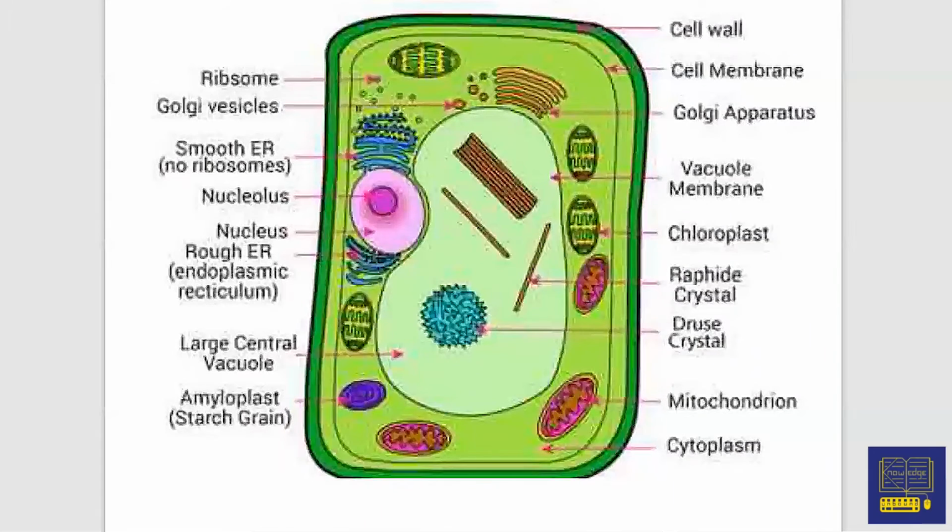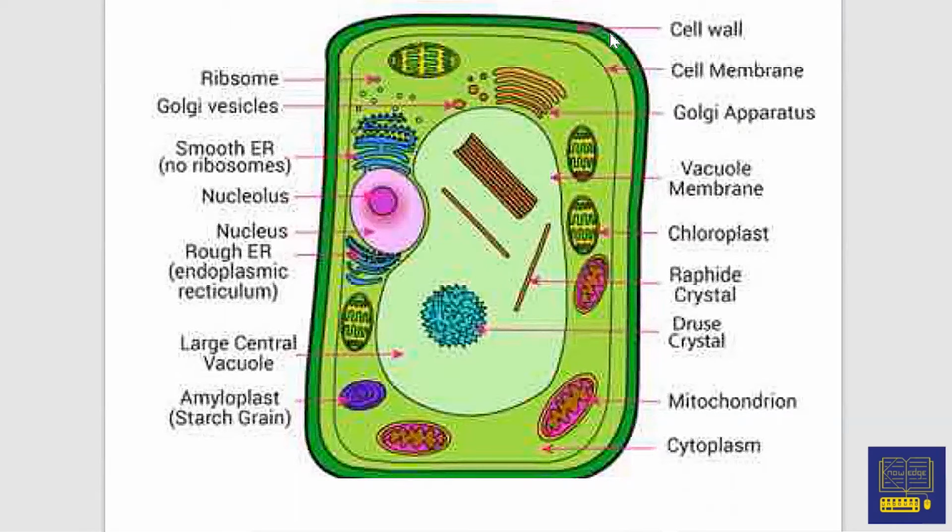Let's start with the cell wall here. It's a rigid layer which is composed of cellulose, glycoprotein, lignin, pectin, and hemicellulose. It is located outside the cell membrane. So you can see the cell membrane is here and the cell wall is here. It basically protects the cell. The function is to protect the cell and provide structural support to the cell.